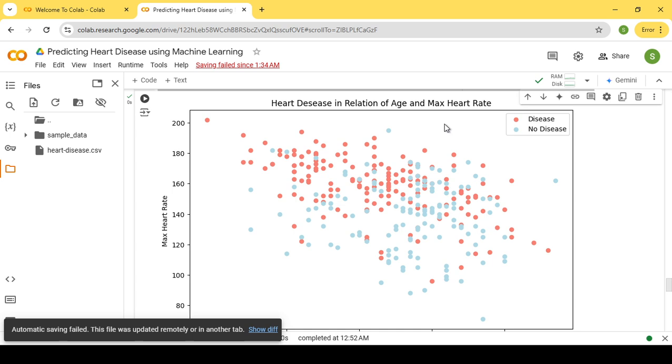As you could see, there are some salmon colored points where the heart disease target is one. These are the salmon points where the heart disease cases were positive, or let's say the patient has a heart disease, compared to the light blue here where the patient has no heart disease.